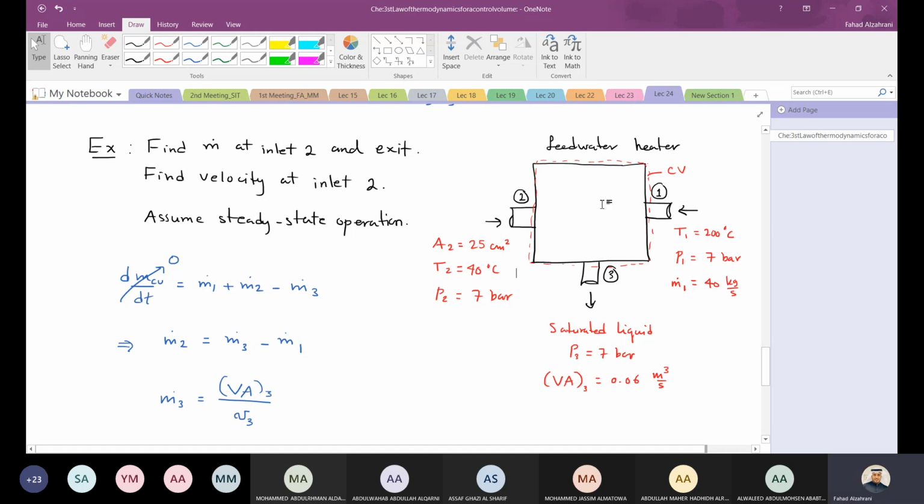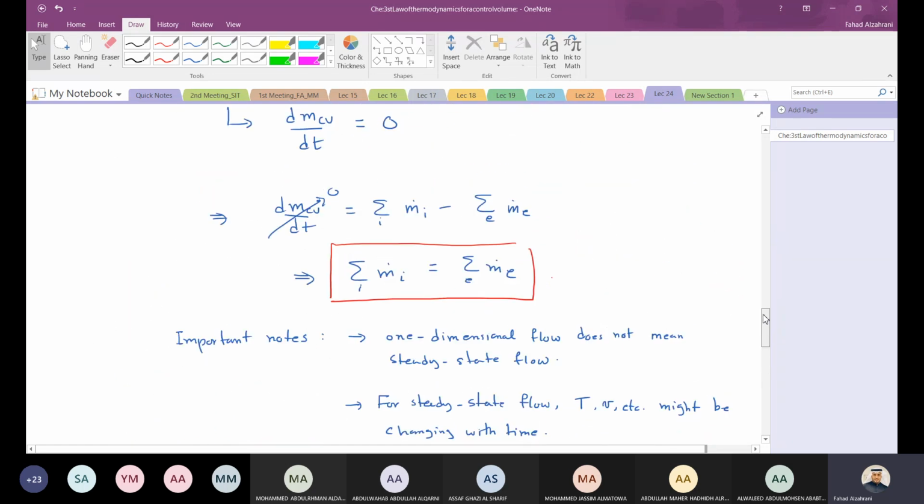These two inlets come together, they mix, and they get out from the exit at a saturated liquid state. So at exit 3, the state of water is saturated liquid at 7 bar, and I'm also giving you here the volumetric flow rate.